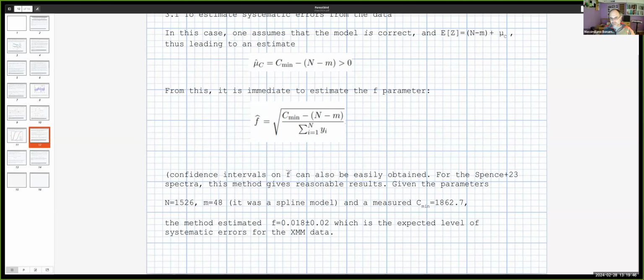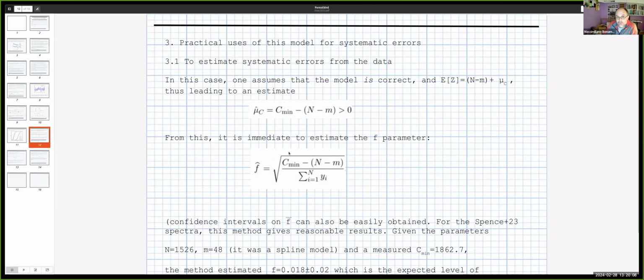If we use this method, it turns out that we have a good estimate of the level of systematic errors at the level of about 2%, which from a practical point of view was very pleasing to see, because this is the type of systematic errors that we think we have in XMM data based on the knowledge of the instrument. So you can use this method to estimate the systematic errors. Basically, you are assuming that the model is correct.